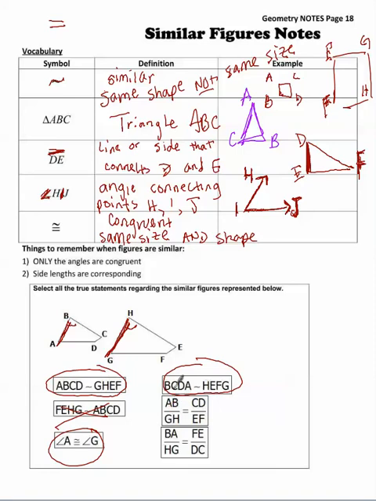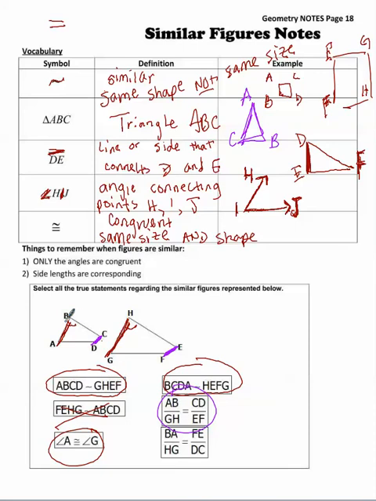Line segment AB corresponds to GH equals CD, which should correspond to EF. Okay, so that is a true statement, a true proportion.